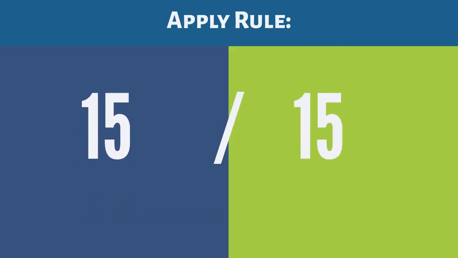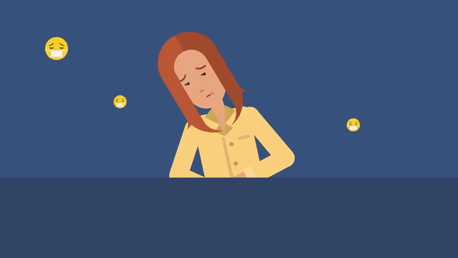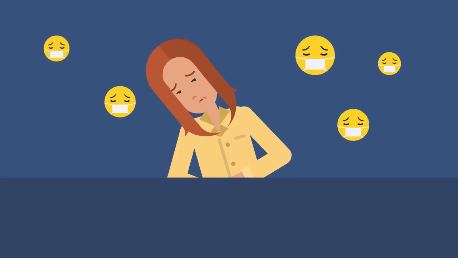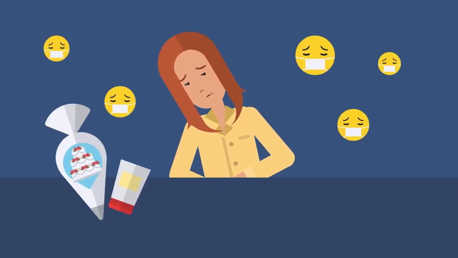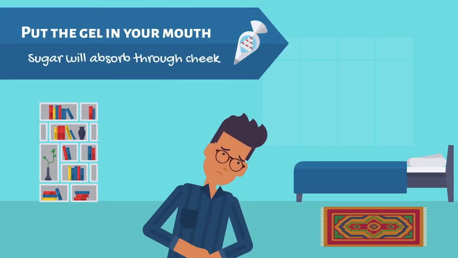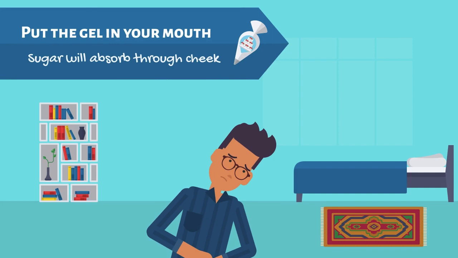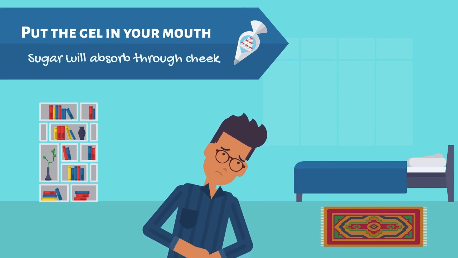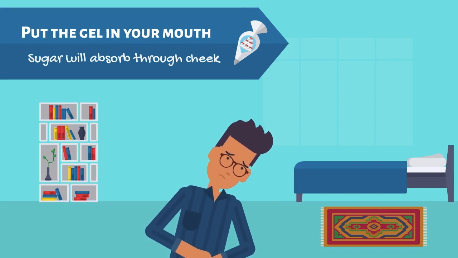Use the 15-15 rule, where you eat 15 grams of carbohydrates and wait 15 minutes to recheck your blood sugar before treating your ketones. If you are vomiting and unable to keep anything down, you want to use cake gel or glucose gel to get your blood sugar up. You squeeze the whole tube of gel into your mouth. The sugar in the gel will absorb through your cheek and you won't have to worry about swallowing anything and vomiting it back up.